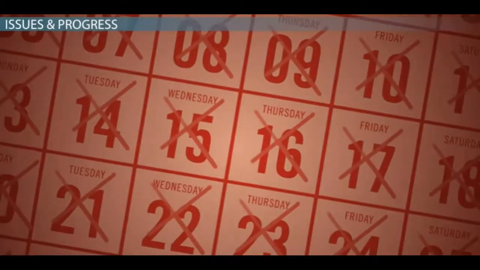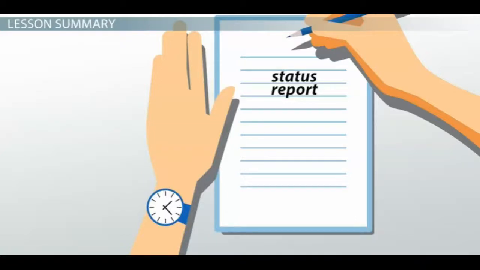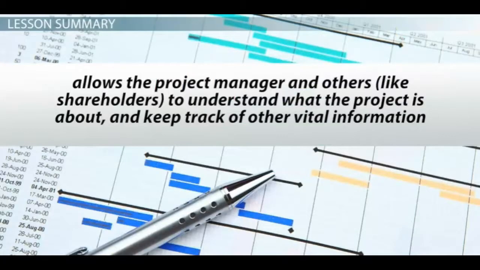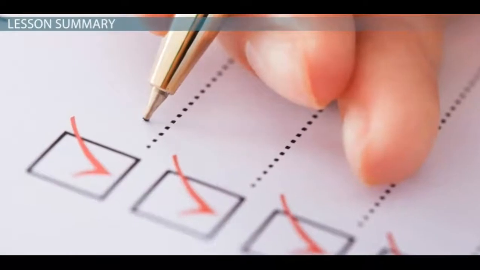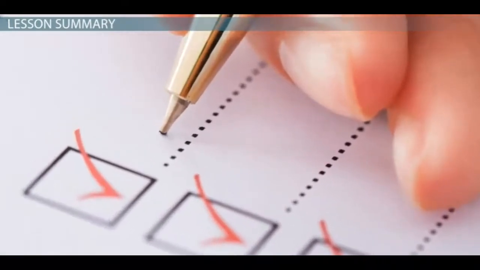A status report in project management is very important because it allows the project manager and others, like shareholders, to understand what the project is about and keep track of other vital information. In order to create an accurate status report, a checklist should be created.